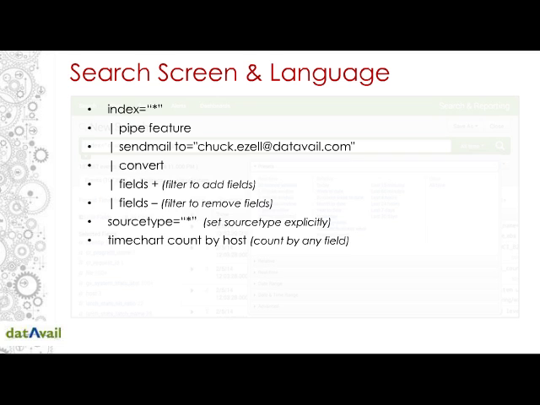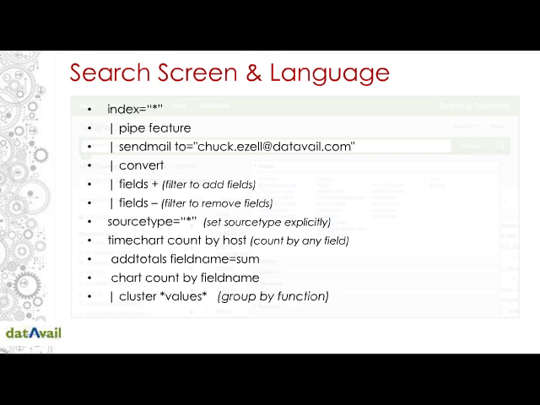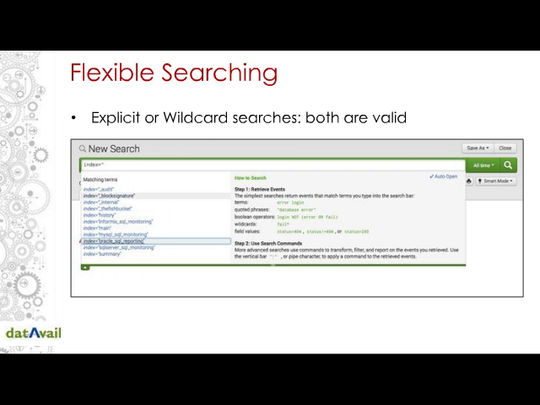We can use timechart. The timechart function actually leads to some great visuals. So if we did a timechart count by host, that would give us some pretty cool charts. We could use the add totals and sum data. We can do counts. This is an example of chart count by field name. We can pipe in clusters. So this would be kind of like the way we would do a group by. So for any field search, we would do something like field name equals, and of course, the example here would be the wildcard.